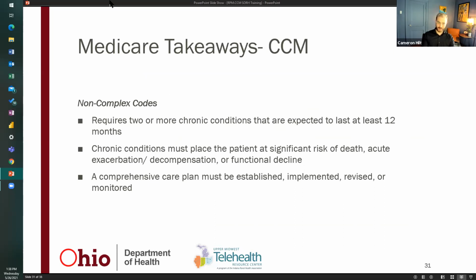So when you look at the non-complex codes, really the 3 points required for that patient to be eligible is they had to have those 2 chronic conditions. They have to be expected to last at least 12 months.